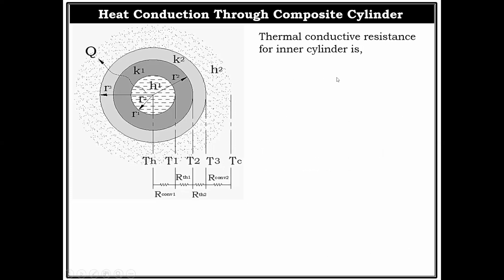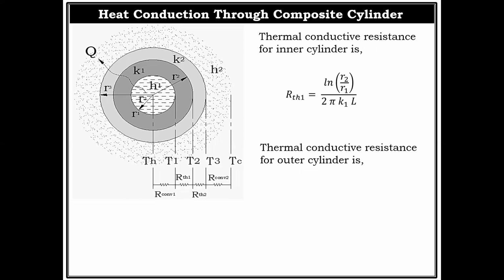Now thermal resistance for the inner cylinder. We just saw the formula for cylindrical surfaces. R thermal 1 is ln of R2 upon R1 divided by 2 pi K1 L, and for the outer cylinder it is ln of R3 upon R2 divided by 2 pi K2 L.